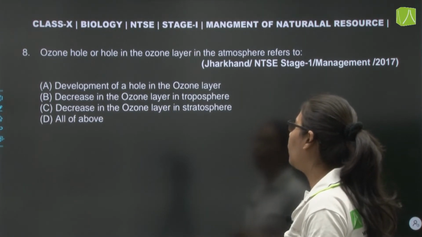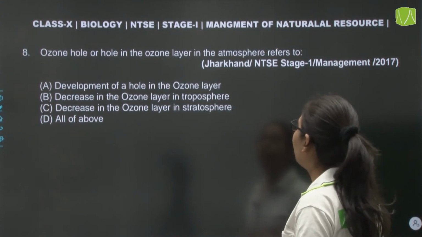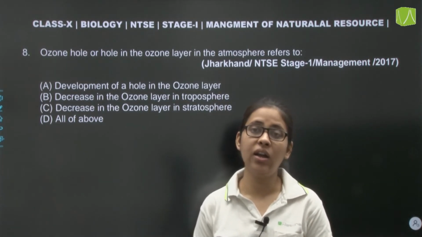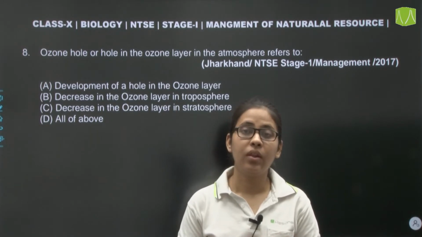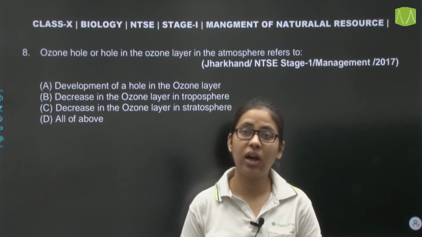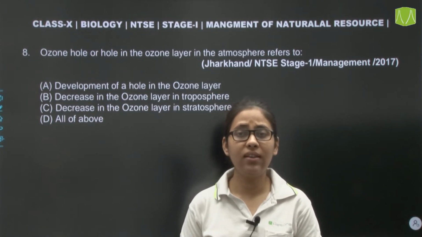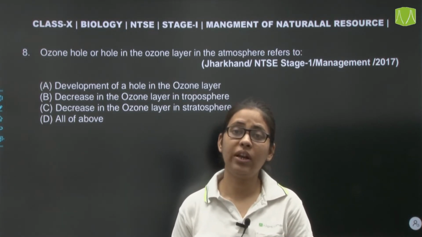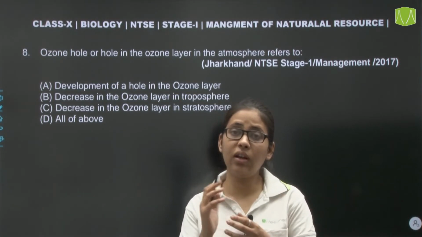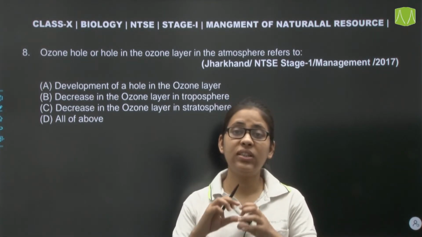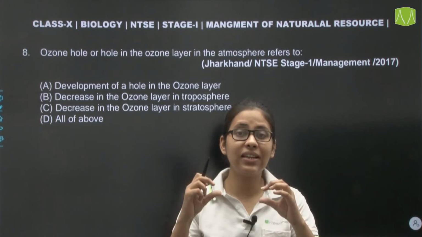Ozone hole or hole in the ozone layer in the atmosphere refers to. We know ozone is depleting day by day because of our man-made activities, or we can say some activities including usage of chlorofluorocarbons, AC, etc. So these are causing the ozone layer to deplete. Now what is the meaning of ozone layer depletion? That is, there is not a single hole in the layer of ozone. It is not like that. The thickness of the ozone layer is decreasing.